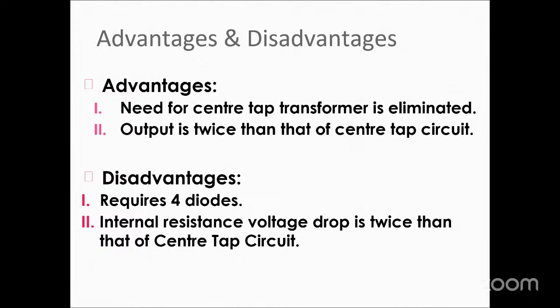Okay. So what are the advantages? It needs a center tap transformer, which is eliminated. Output is twice that of the center tap. Disadvantages: it requires 4 diodes. The internal resistance voltage drop is twice that of the center tap circuit.